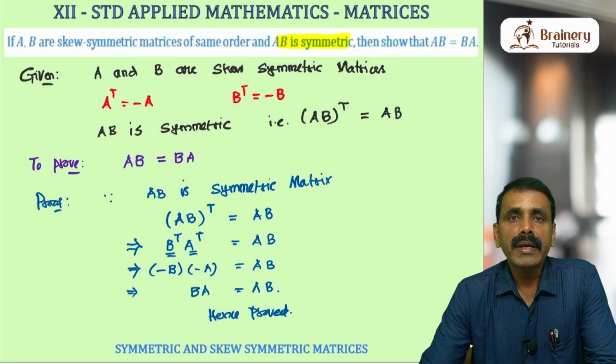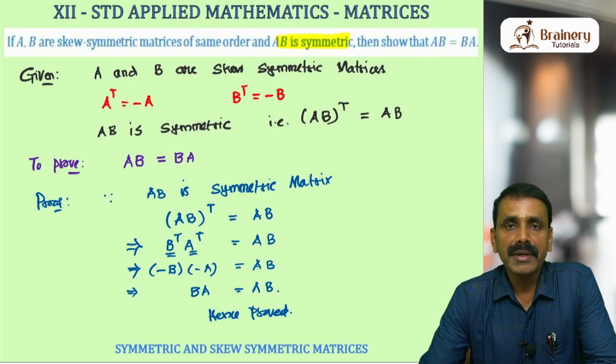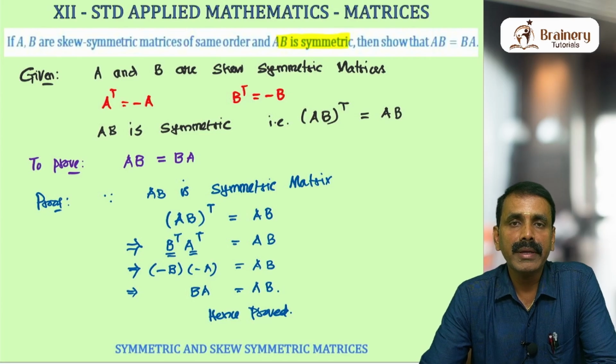So we have taken matrices A and B as skew symmetric matrices, and the product AB is going to be symmetric. In that case, we have proved AB is equal to BA. Commutative property holds good in the multiplication.